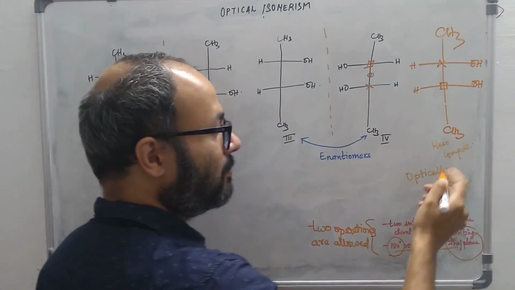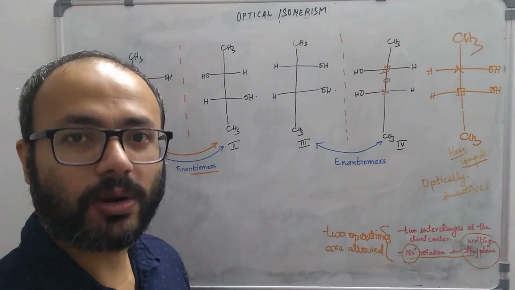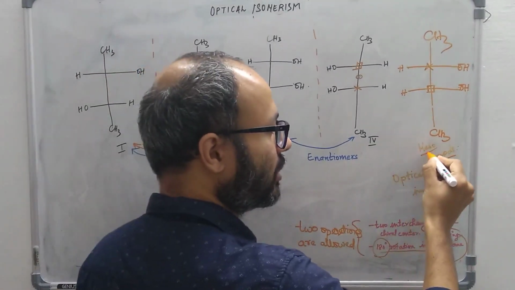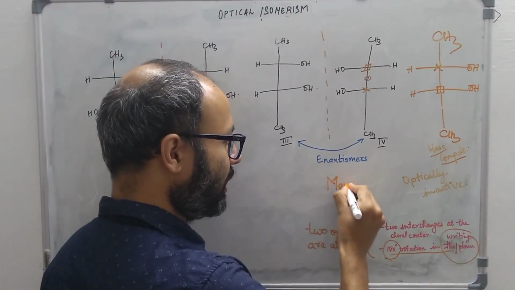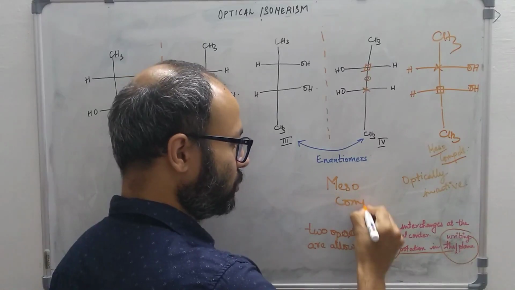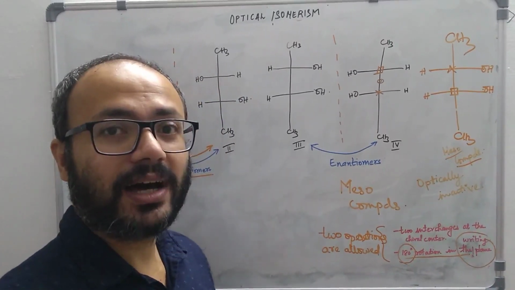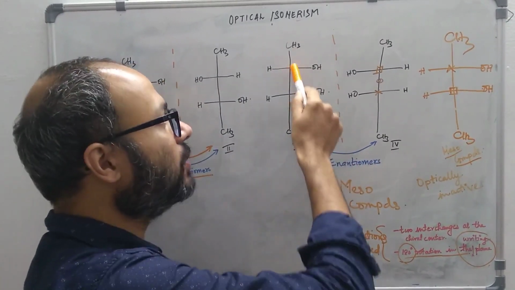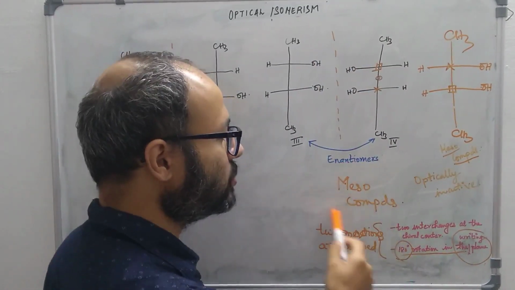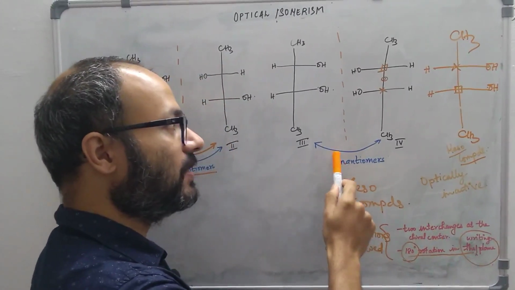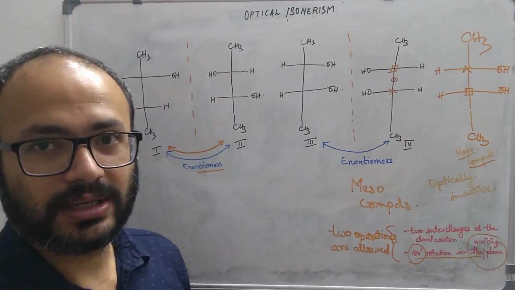And such types of stereoisomers, even though they contain chiral centers but show optical inactivity, are called meso compounds. I'll write it again in a clearer way, they are called meso compounds. So how do you define meso compounds? These are stereoisomers which are optically inactive in spite of the presence of chiral centers in them. Okay, so such compounds which are optically inactive, even though chiral centers are present in them, are called meso compounds.